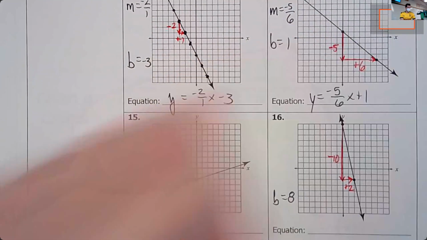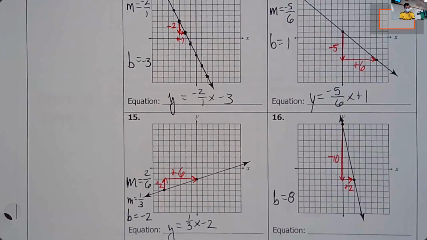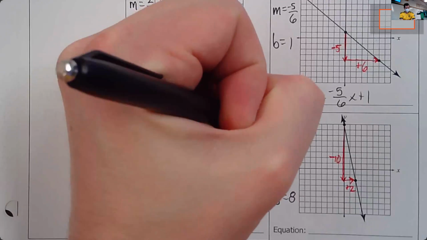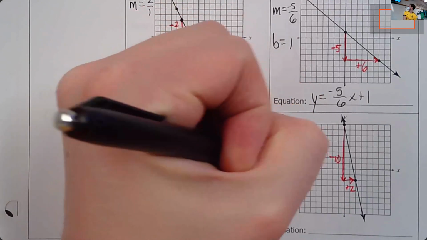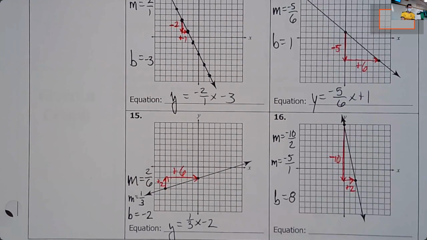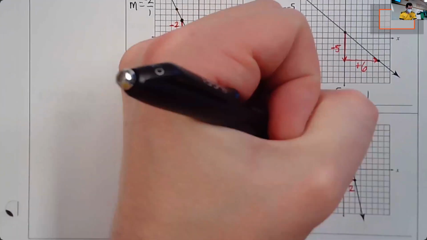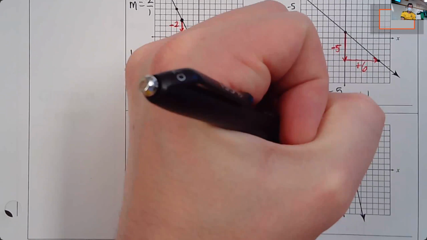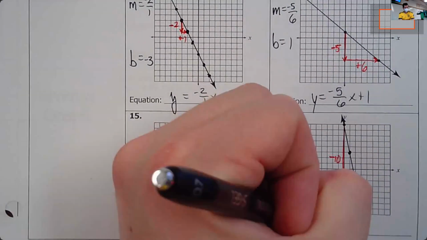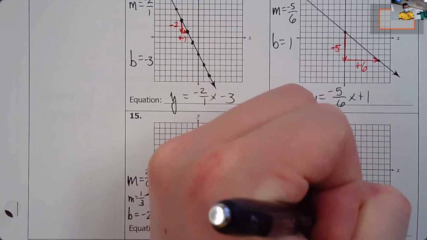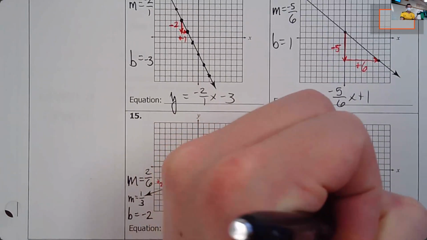And this one does reduce, which means there is a point in between them. So we get m equals -10 over 2, which equals -5 over 1. So if we go down 5 and over 1, there's another point in between here, and it's right here. All right, so our equation is going to be y equals -5 over 1 x plus 8.